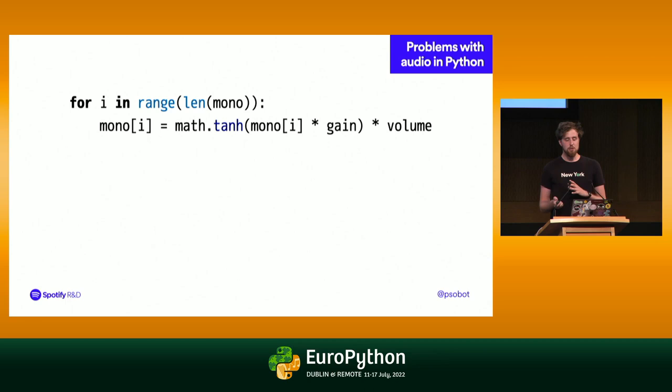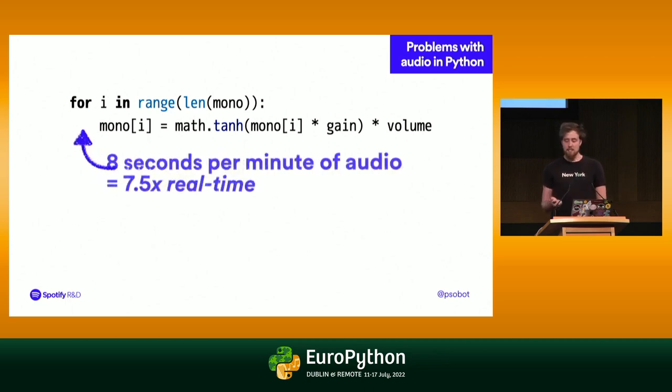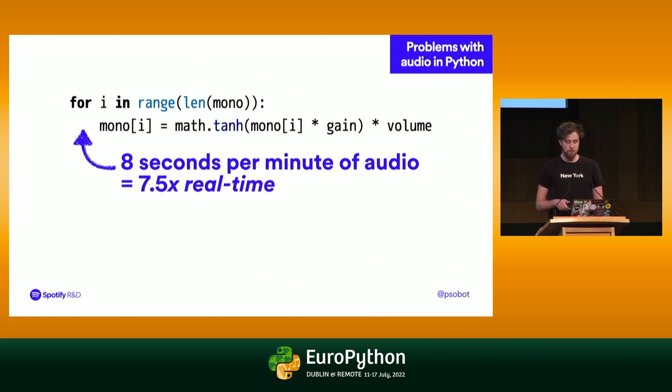And this is fairly fast, or at least it's fast enough. If I run this on my laptop, it takes about 8 seconds per minute of audio to run this code. So that's a good way you can measure audio code, is you can take how long it took to run and divide that by the amount of audio that you process through that code.